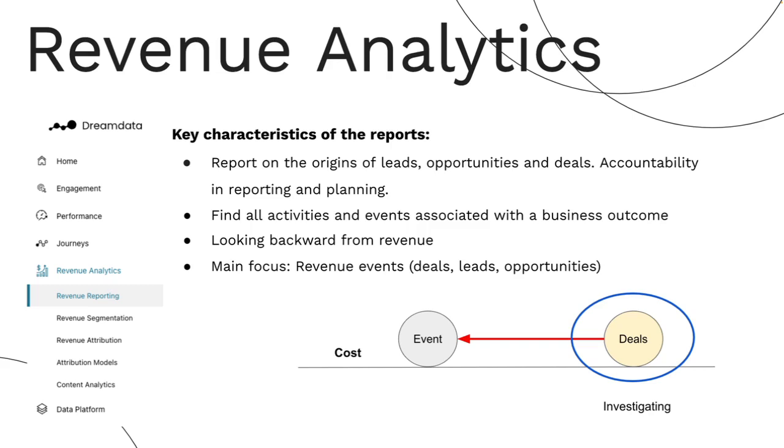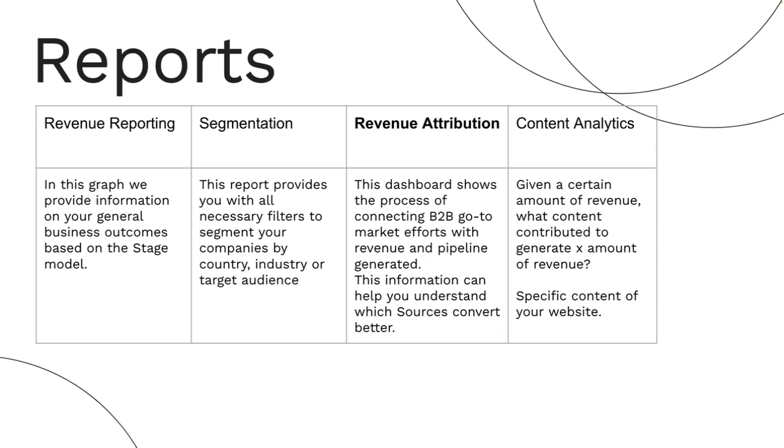The main characteristic of revenue analytics is looking at leads, opportunities, and deals based on a certain point in time where we generated certain deals, and we're looking backwards. So we're looking at, backwards from revenue, how many or what channels, what events contributed to generate those deals. So the main focus here will be deals, leads, and opportunities. These are all reports that you can find under revenue analytics.